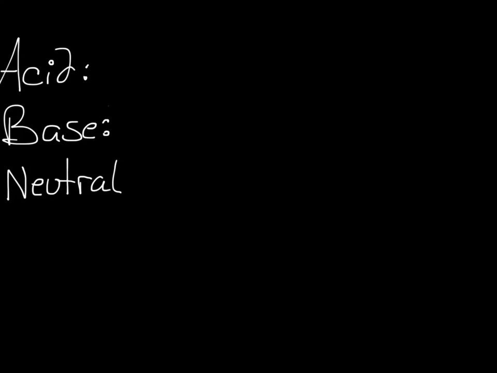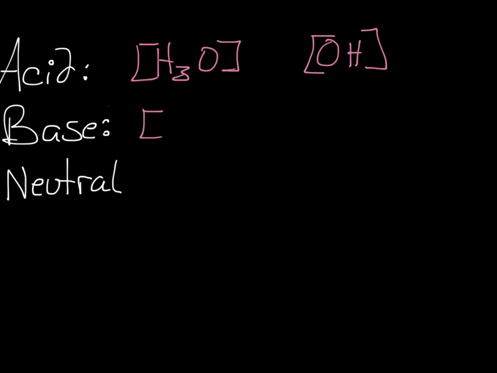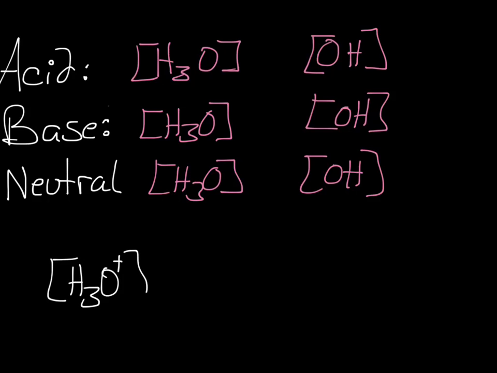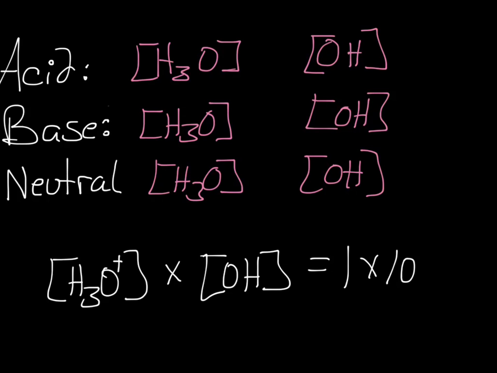Okay, let's now talk about the relationship between H3O and OH, or hydronium and hydroxide, for acid, base, and neutral. Hopefully you remember that there is a relationship between H3O and OH. We have this formula that the concentration of H3O times the concentration of OH equals 1 times 10 to the negative 14th. So again, as you increase the concentration of H3O, the concentration of OH necessarily needs to decrease.